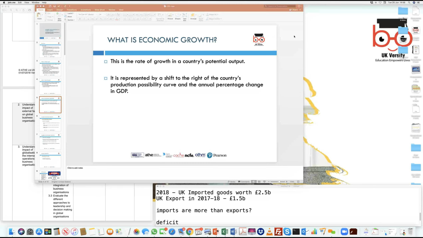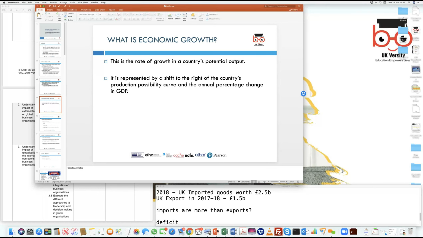When you say economic growth, when you look at a country's state of affairs, if the businesses are doing well, if everybody is spending in the market, sales are increasing, companies are making profit, it's generally a good time. Then you see that the economy is growing. That means everybody's got money to spend in their pocket. So the rate at which the country's economy grows, in terms of the output of the country, is called economic growth. It is represented by a shift in a country's production possibility.